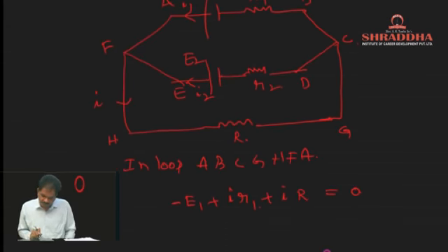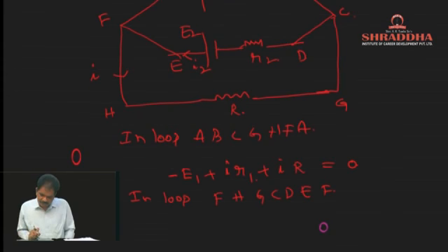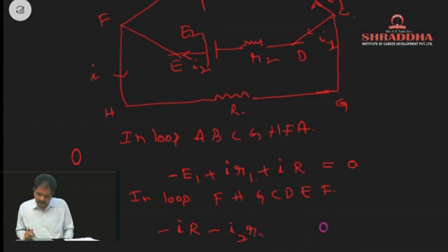If we apply for the loop, we'll take like this: F, H, G, C, D, E, F. Then what will happen? We are going in the direction of the current. So minus IR, minus, this current will be I2 here. This current will be I1 here. So minus I2R2 plus E2 is equal to 0.